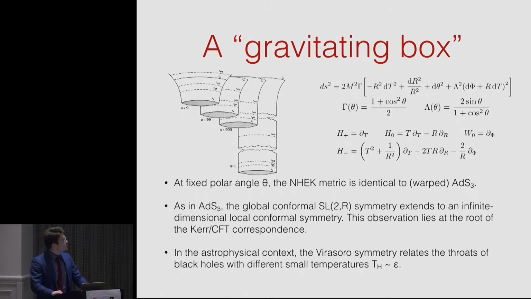And this observation lies at the root of the Kerr CFT correspondence, which is an analog in the black hole context of the ADS CFT correspondence that we've been talking about, and which underpins the holographic principle and various related approaches to quantum gravity. So the one thing I want to say is that in the astrophysical context, this symmetry relates the throats of black holes with different small temperatures, which in this case is set by epsilon, and that allows us to do calculations precisely at extremality, where they're mathematically simpler, and then extend the results to near horizon, to near extremal black holes.